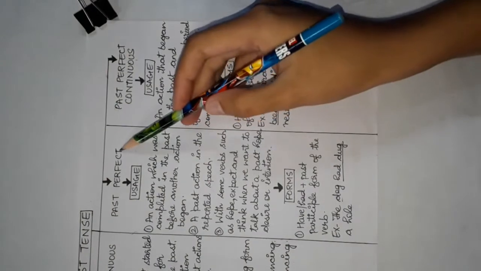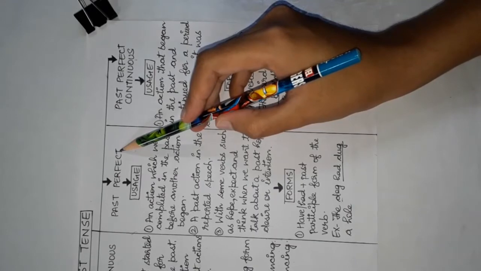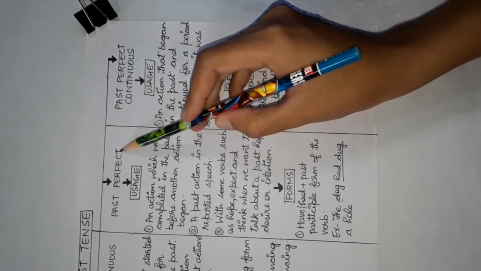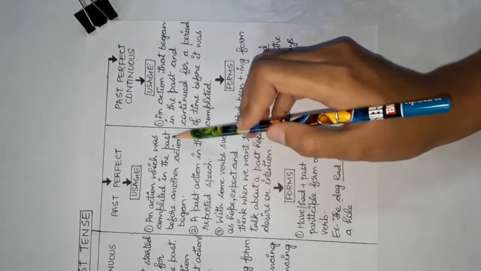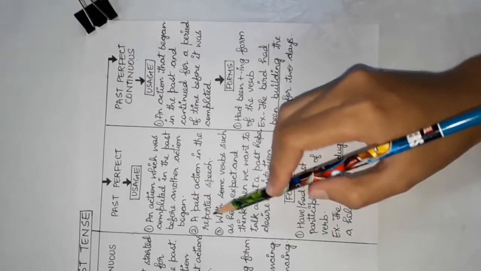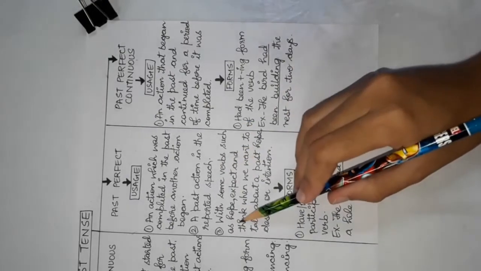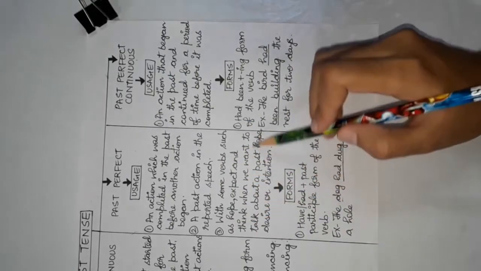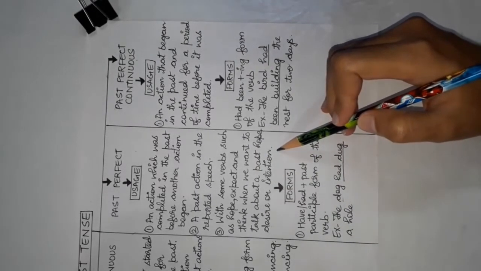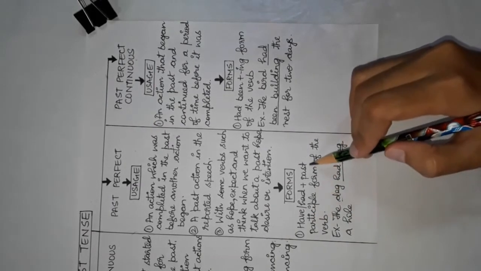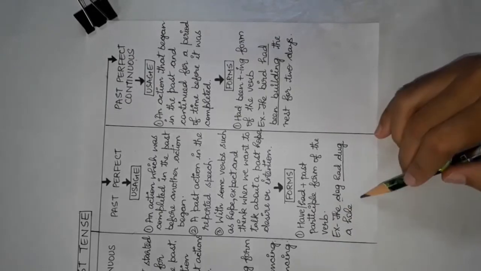Now we have the past perfect. The past perfect tense is used to talk about an action that had taken place in the past before another action that also happened in the past. The usage is an action which was completed in the past before another action began, and a past action in reported speech with verbs such as hope, expect, and think when we want to talk about a past hope, desire, or intention. It takes have or had, and we take the past participle form of the verb. So it will give us the dog had dug a hole.